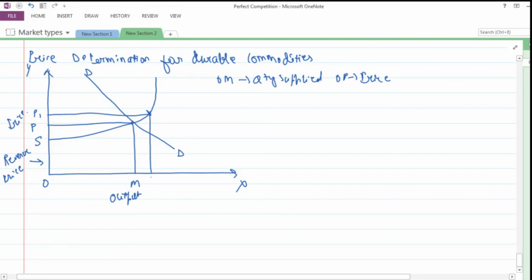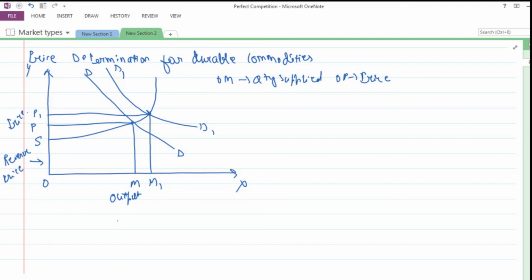So at OM1 and at OP1 price, the entire stock is being offered for sale and the demand curve which is created is D1 D1. Okay, यहाँ पे हमारा D1 D1 demand curve create होता है. Price determined at OP, OP से यहाँ पे प्राइस आपकी ऊपर चली जाती है P1 की तरफ, because you are putting more supply into the market.